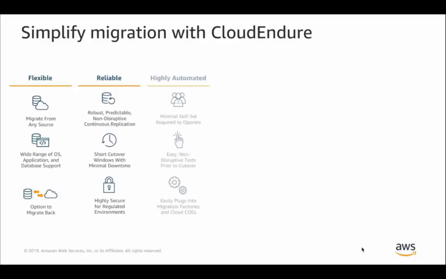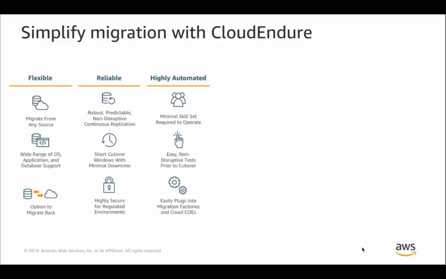And lastly, CloudEndure offers a high degree of automation, so it minimizes the skill set required to operate the environment. As you will see later on in the demo, a lot of the tasks in CloudEndure on the AWS platform are automated. It also allows you to create a non-disruptive test set prior to the cutover, and you can repeat the test as many times as you need to because the testing process on CloudEndure is super easy. Lastly, it makes the operationalization of migration super easy, so it easily plugs into any of your migration factories and is a great tool for cloud centers of excellence.